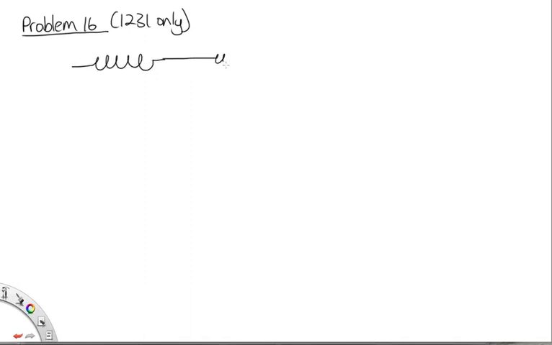Okay, problem 16. This is for 1231 only. First of all, we're asked to consider two inductors in series. So we've got a series circuit like this. Here's L1, here's L2. Now, as they're in series, we know that they have the same current.